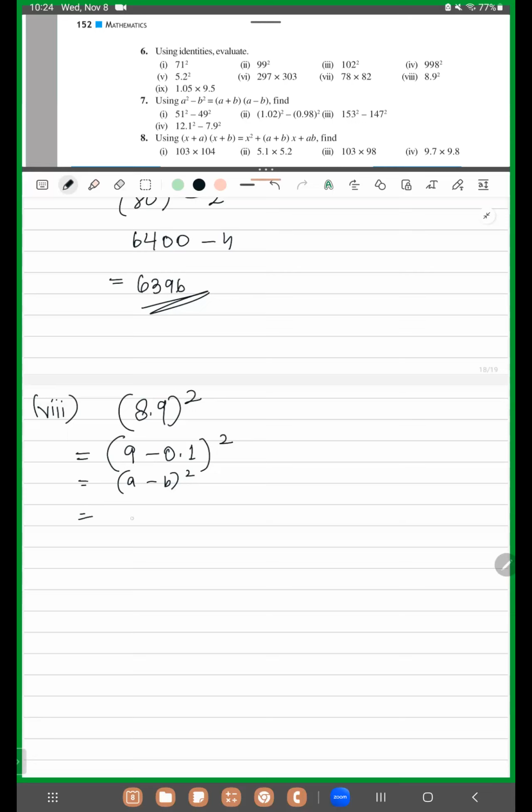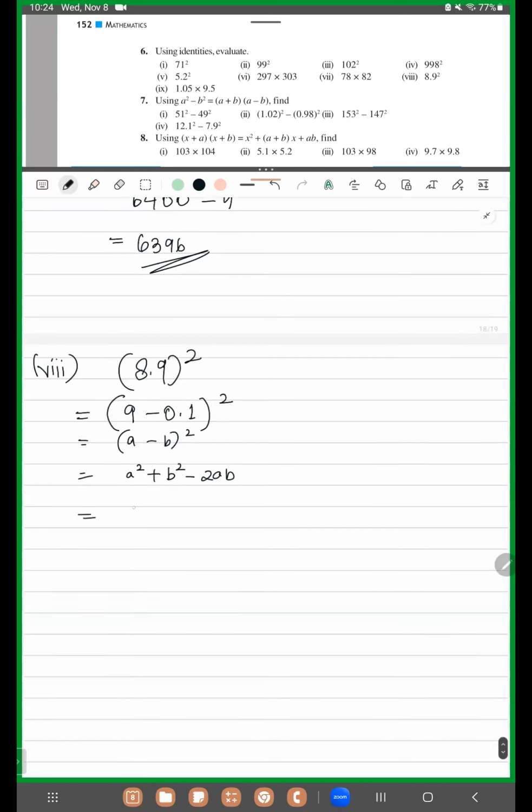90 minus 0.1. What is (A minus B) whole square? The formula: A square plus B square minus 2ab. And what is A and B here? Then 9 square plus 0.1 square, then minus 2 multiplied by 9 multiplied by 0.1.